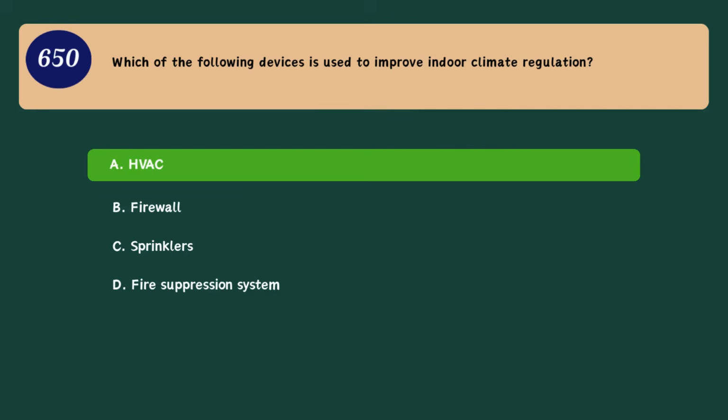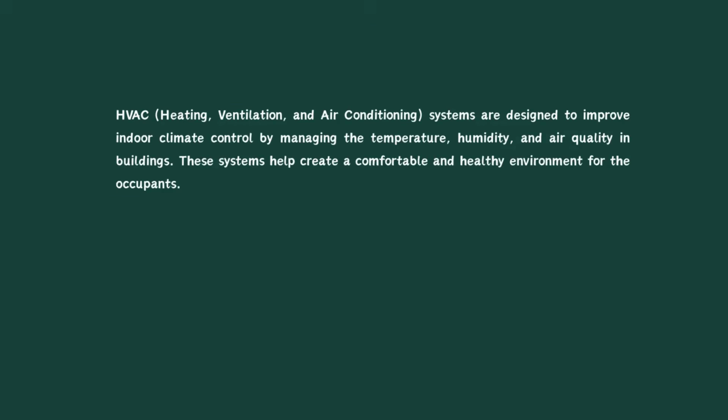Correct answer. A. HVAC. Heating, ventilation, and air conditioning systems are designed to improve indoor climate control by managing the temperature, humidity, and air quality in buildings. These systems help create a comfortable and healthy environment for the occupants.